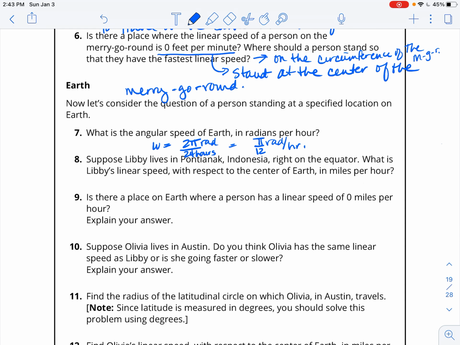Suppose Libby lives in Pontianak, Indonesia, right on the equator. So I'm going to draw a picture of this. Here's my Earth. Here's my equator. And I'm going to put Libby right here.